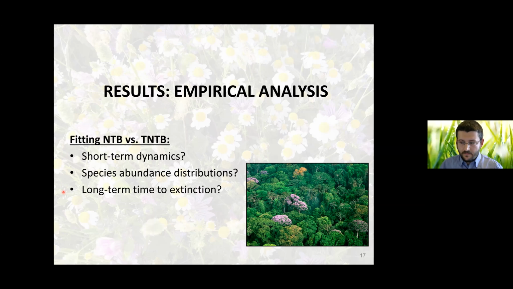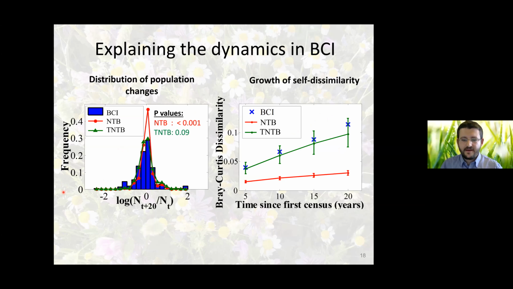So let's go back to BCI. And here again is the distribution of population fluctuations on a log scale on 20 years. BCI is in blue, and you can see that TNTB in green, the extended theory, is a much better fit to BCI than neutral theory in red. And in principle, the deviation between the forest and the theory is not even significant, which means there is actually a probability of getting the changes in BCI under the theory.